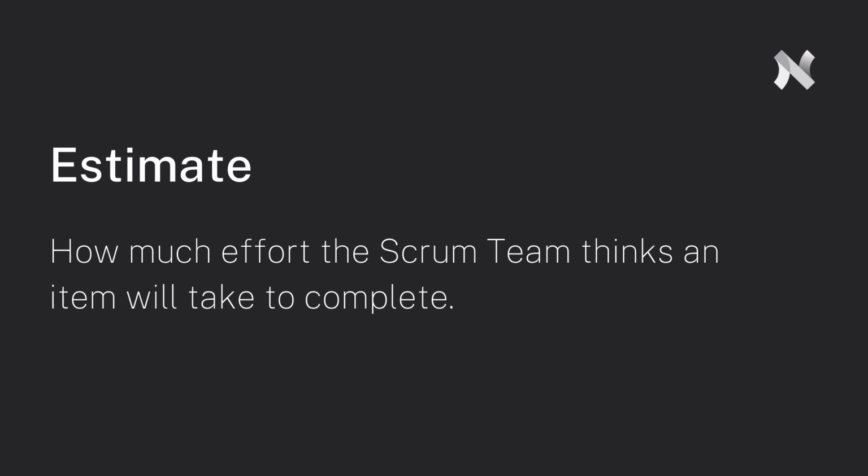Next, we have to add in an estimate. An estimate is how much effort the Scrum team thinks an item will take to complete. We'll explore how to do relative effort estimation coming up. But for now, it's important to know that the relative effort estimate is captured in each backlog item. This field in the backlog is owned by the development team.